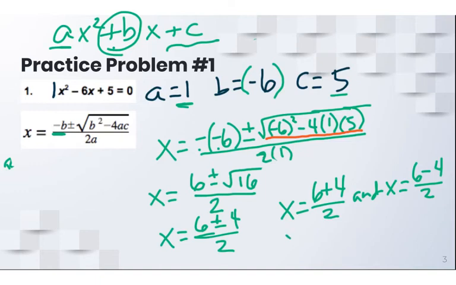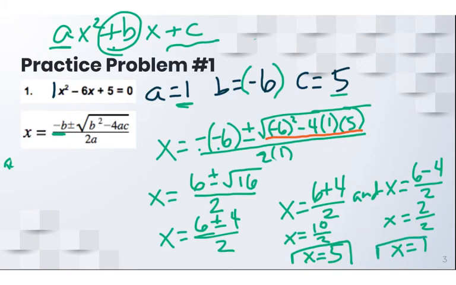Now 6 plus 4 is 10 divided by 2, so that would give me a root of 5. And 6 minus 4 is 2 divided by 2 is 1. So my two roots, if I were to draw this, are at 1 and 5. That would be where it crosses the x-axis. So it would be something like that. Nice. All right, so roots.